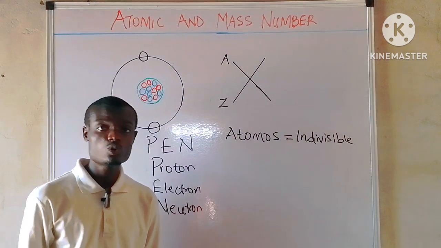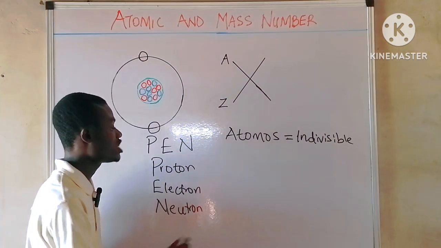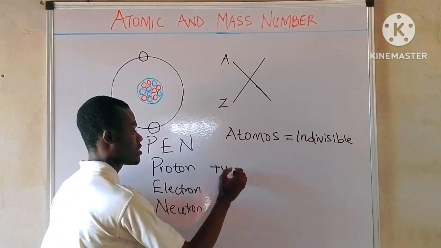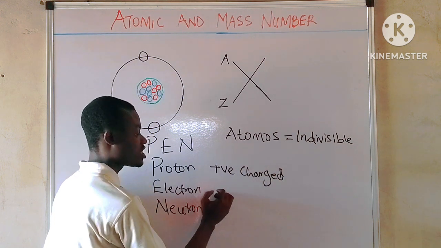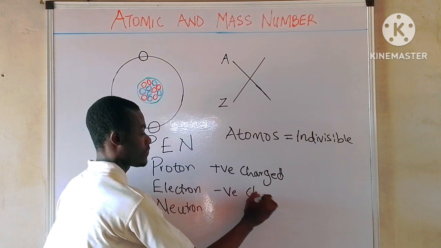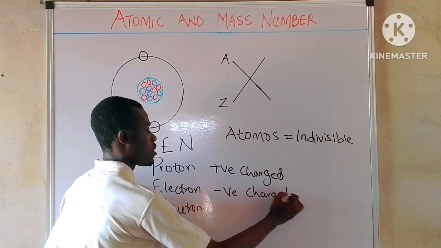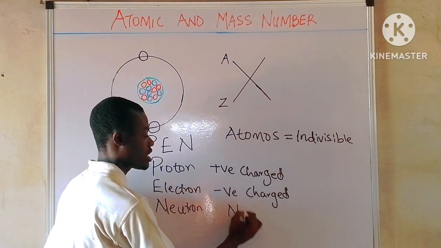And you should know that the proton is said to be positively charged, the electron is said to be negatively charged, and the neutron has no charge.